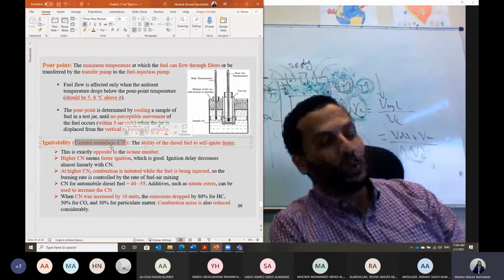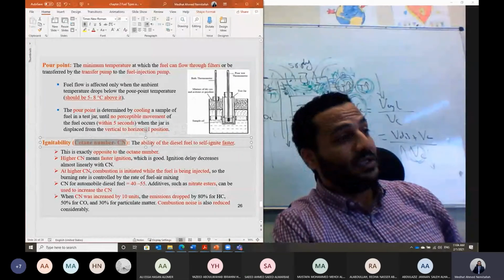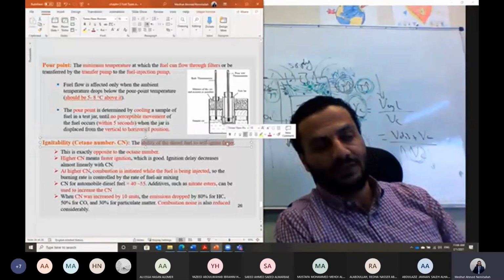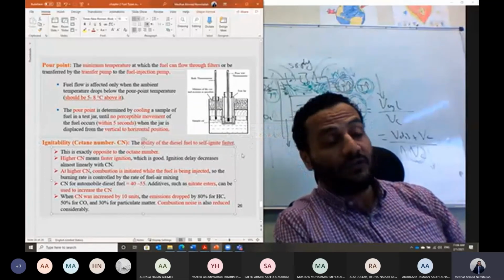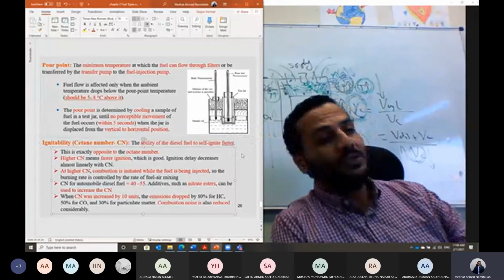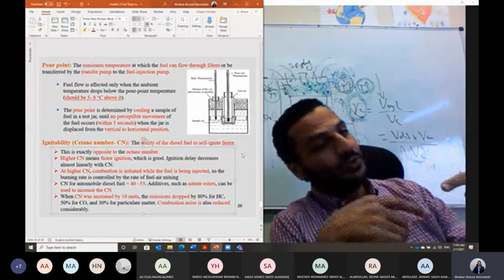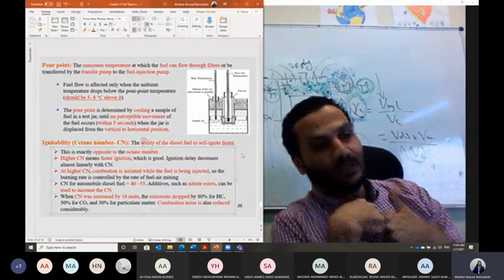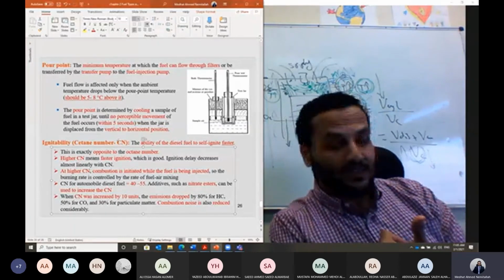Here, actually, the opposite case is the cetane number for the diesel fuel. It gives us an indication about the ability of the fuel to self-ignite faster. So that means the fuel of higher cetane number should be of lower octane number. So we cannot use the diesel fuel for the gasoline engine, because in the diesel fuel, the fuel should be of higher cetane number.